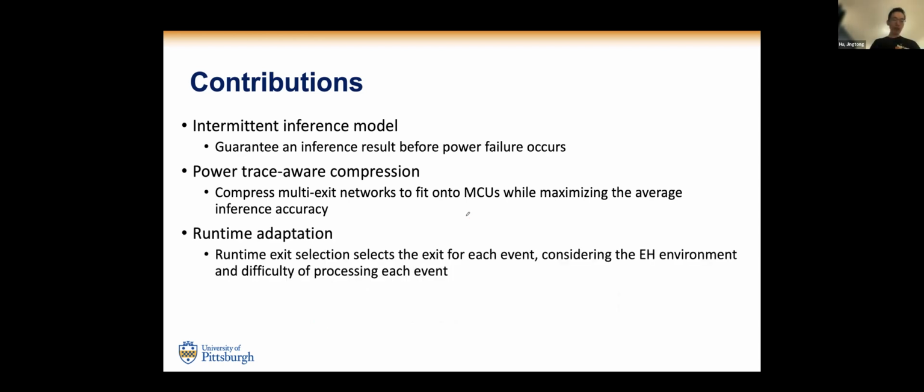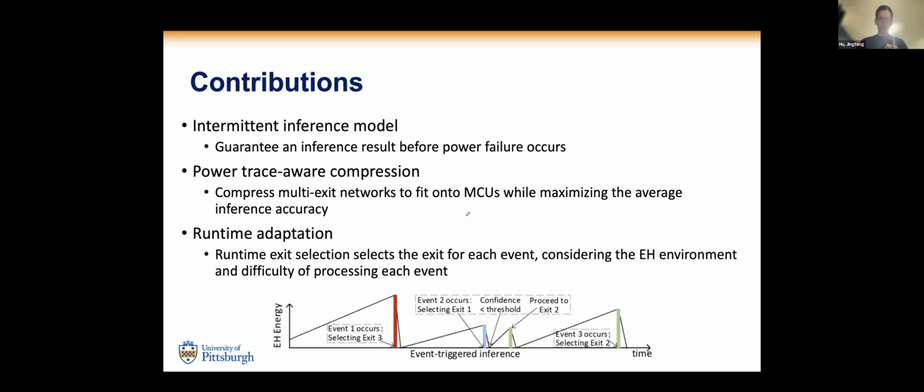Okay, and also we need to propose a runtime adaptation technique to dynamically select which exit to take. For example, the x-axis is the time. At this moment, if an event happens, and we do have enough energy, we might decide that we are going to run all the way to exit 3. But if at this moment we only have a smaller amount of energy, then we might decide that we are going to select exit 1. Okay, so these are the kinds of decisions we need to make here.